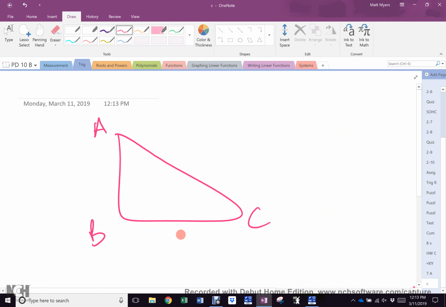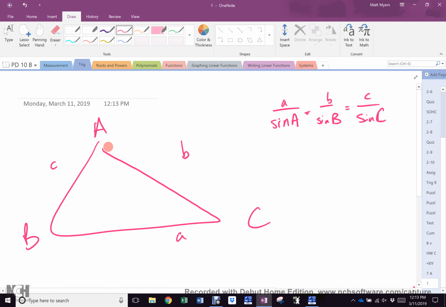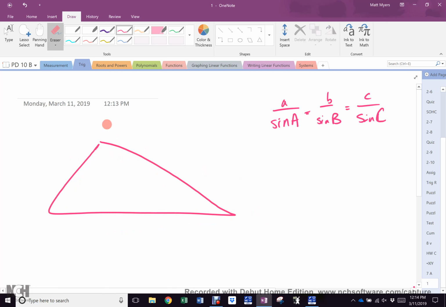So, in this triangle, A, B, C, A, B, C. What's the sine law? Lil A over sine big A equals Lil B over sine big B equals Lil C over sine big C. Right? Now, what happens if that triangle changes to this? Anything change? Nope. Okay. What if it changes to this? Lil Q, Lil S, Lil R. What if it changed to this?